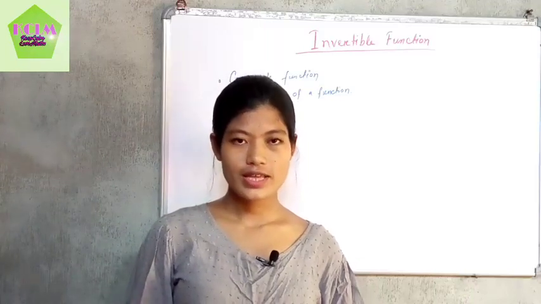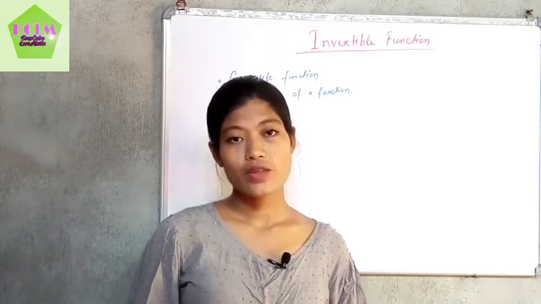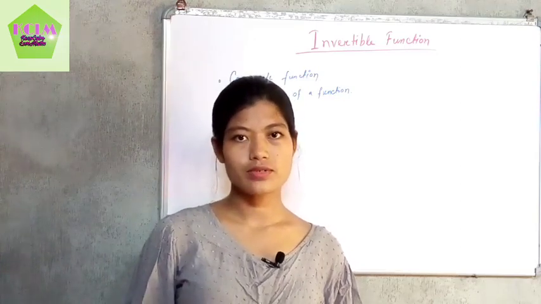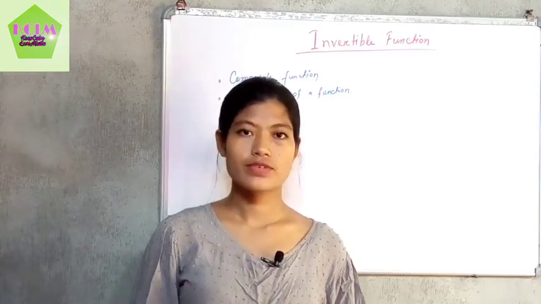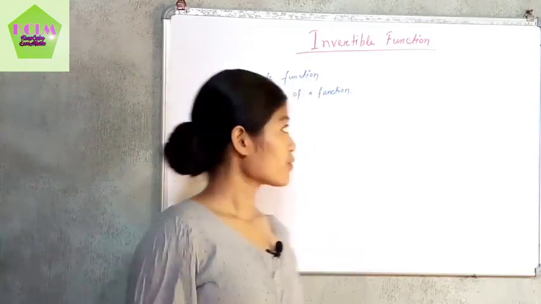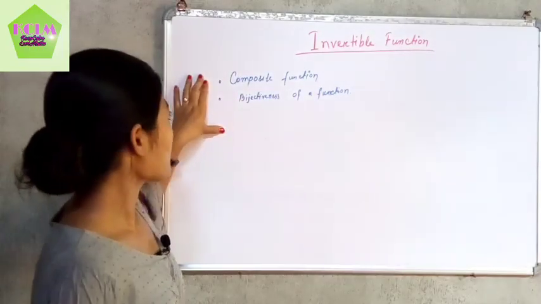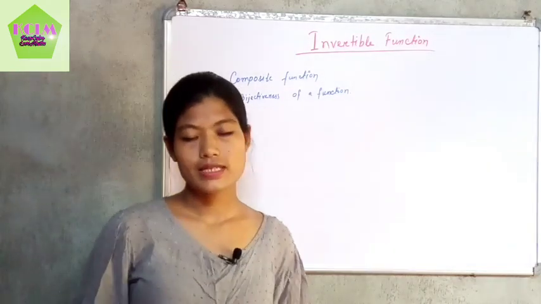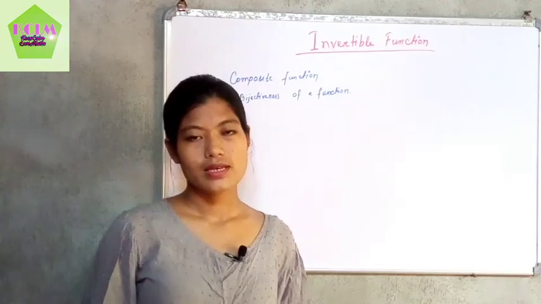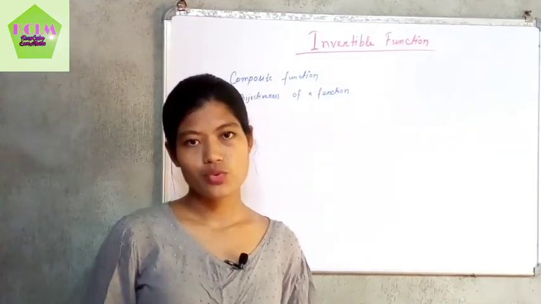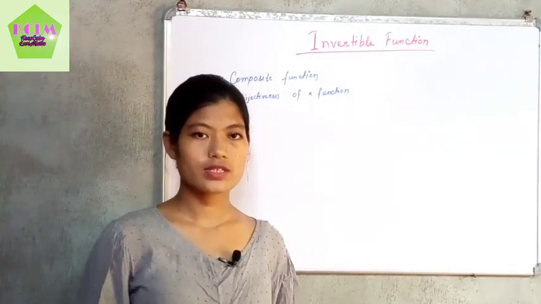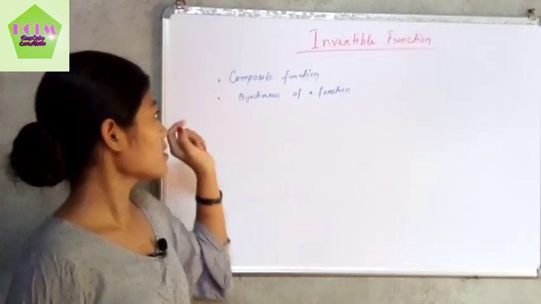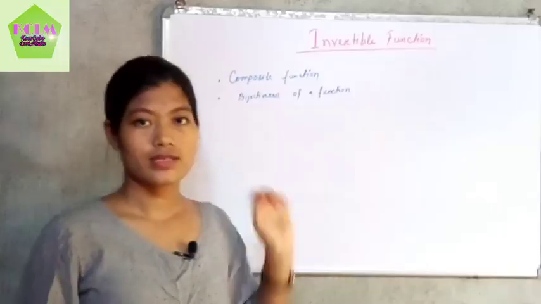Does a function have its inverse? What is an inverse function? And when is a function called invertible? To know about invertible functions, first of all we should be aware of composite functions and the bijectivity of a function. Bijectivity is nothing but this: whenever a function is both one-one and onto, then this function is called bijective. Again, composite functions we have already discussed.